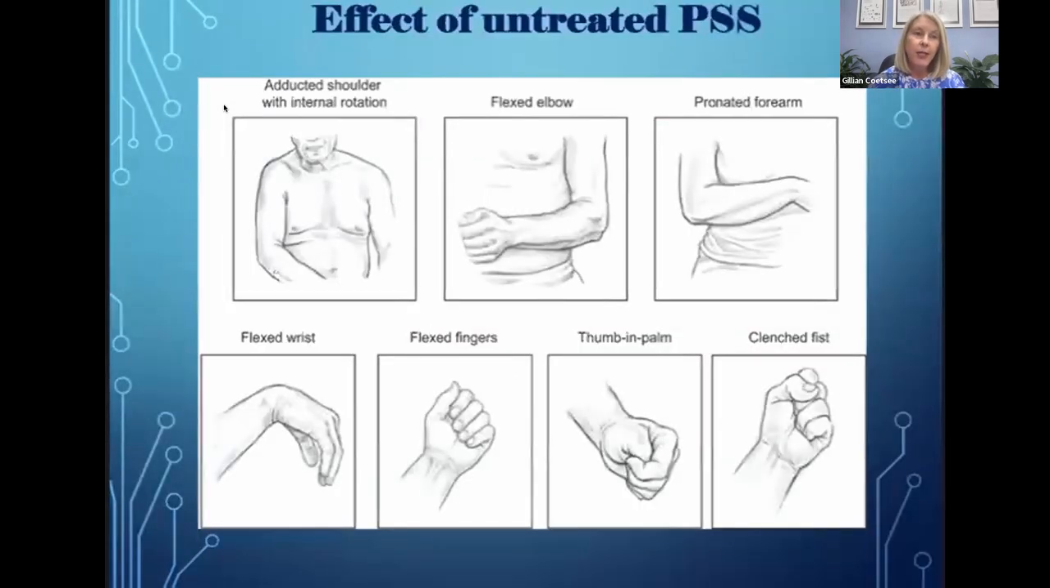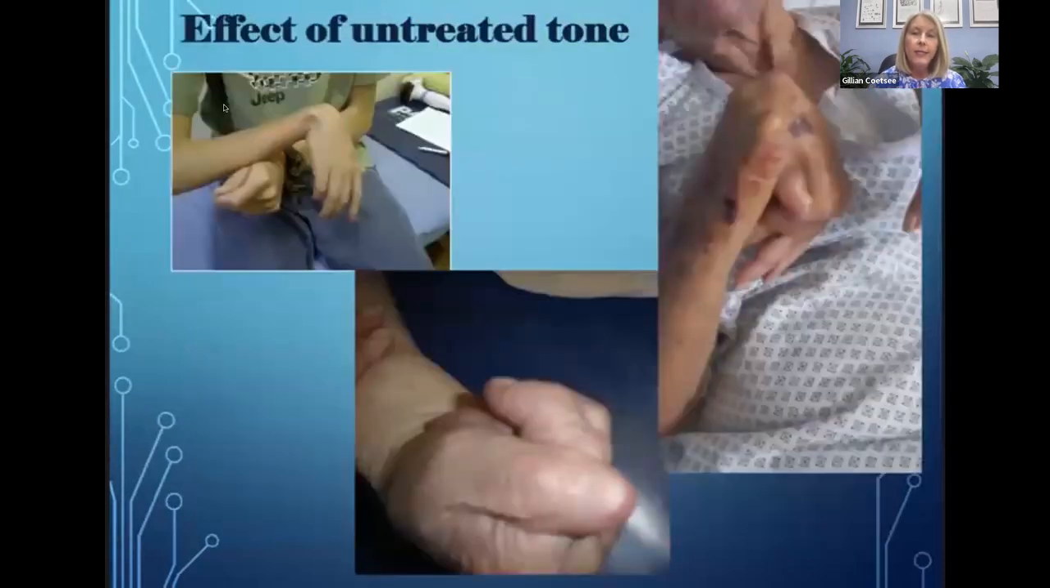I'm sure we've all seen these pictures of untreated post-stroke spasticity. And in our clinical setting, we see it quite a lot. We mustn't forget that it's not only around spasticity, it can also be around low tone, flaccidity. And this is a client who wasn't treated following his stroke.